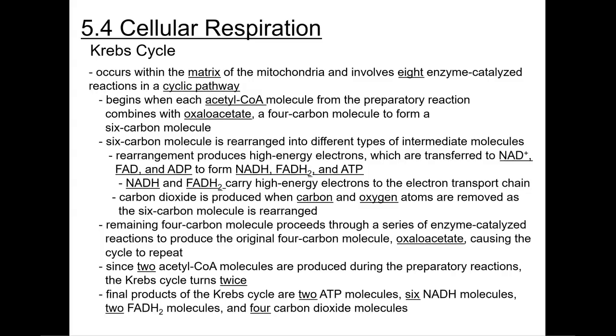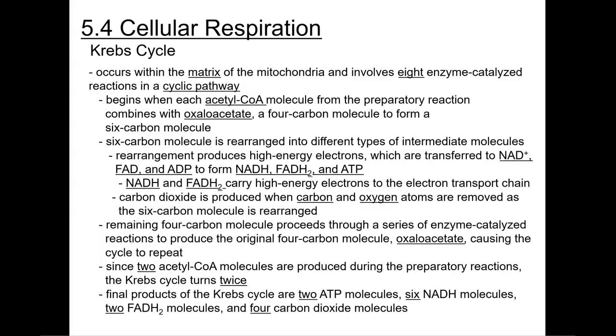That rearrangement produces high energy electrons, which are then going to be transferred to NAD+, FAD, and ADP. When they do that, they form NADH, FADH2, and ATP. The NADH and FADH2 are going to be your high energy electron carriers that will transport electrons to the electron transport chain. Carbon dioxide is produced when carbon and oxygen atoms are removed from that 6 carbon molecule when it's rearranged. The remaining 4 carbon molecule then proceeds through a series of enzyme-catalyzed reactions to produce the original 4 carbon molecule, oxaloacetate, and that causes the cycle to repeat itself.